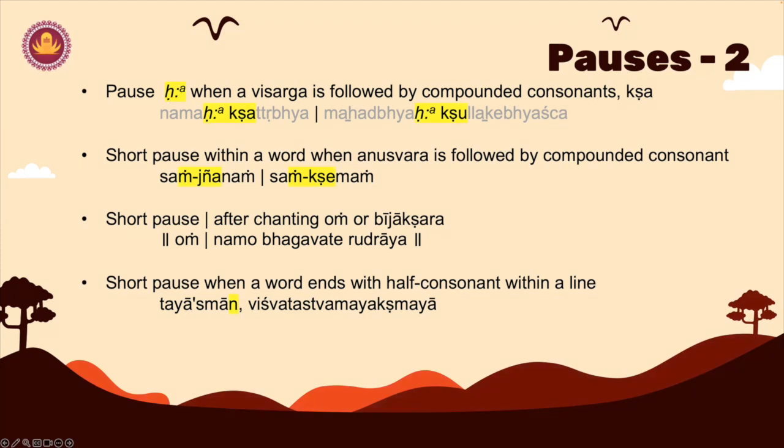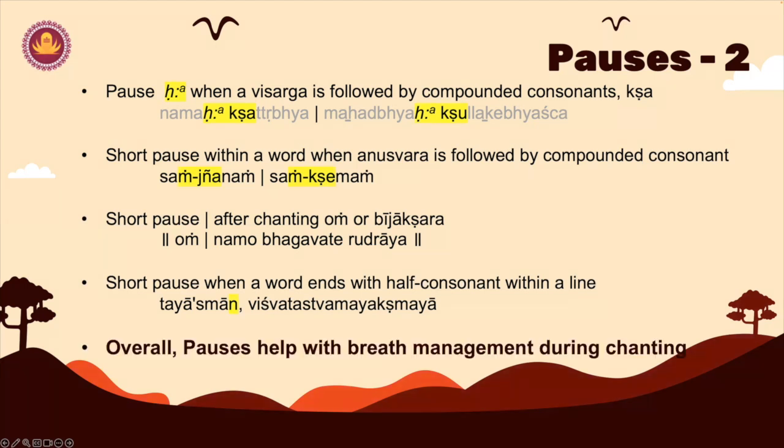A short pause also occurs when a word ends with a half consonant within a line. An example below, Tayasman Vishwatastvama. Our documents contain these pauses in two colors. A blue line is the short pause that is given, and a red vertical line indicates a longer pause of 1 unit of time. Overall, again, these pauses are very helpful in managing the breath during the chanting.